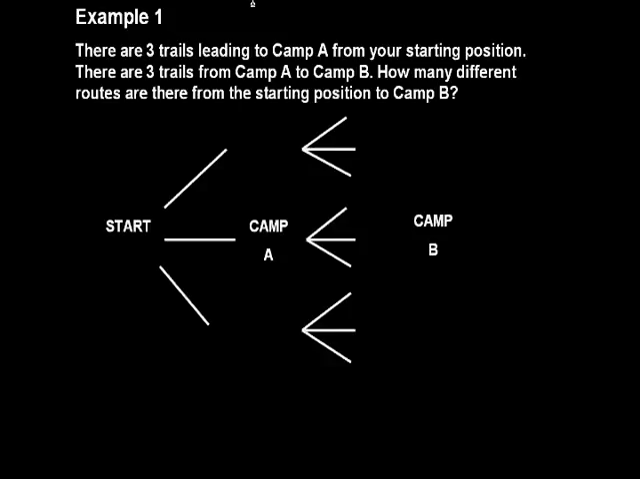As you can see, this is a tree diagram of the first example. From the starting position, we have 3 trails: Trail 1, Trail 2, and Trail 3. All the 3 trails are leading to Camp A. As you can see, there are another 3 trails from each starting trail to Camp B. So, question asked: how many different routes are there from the starting position to Camp B?